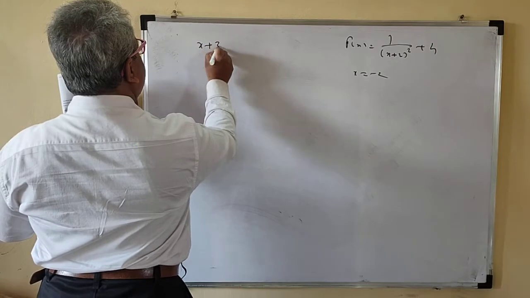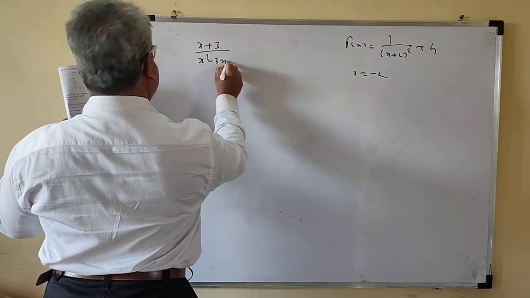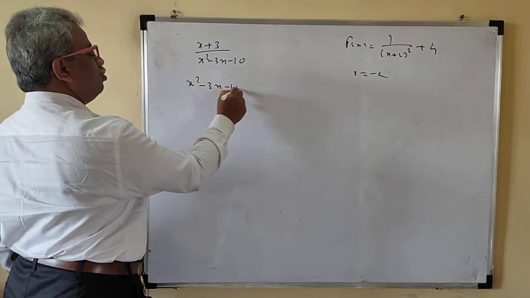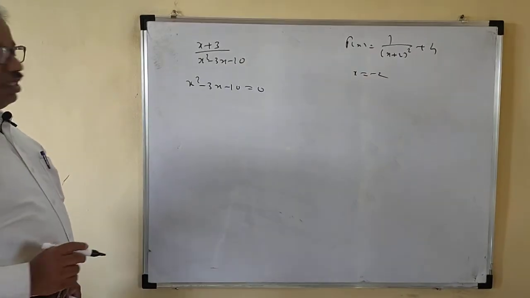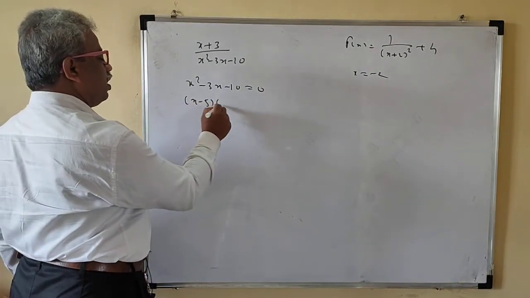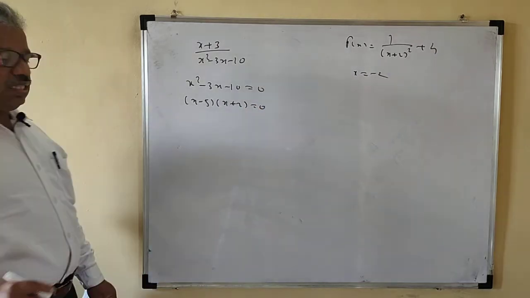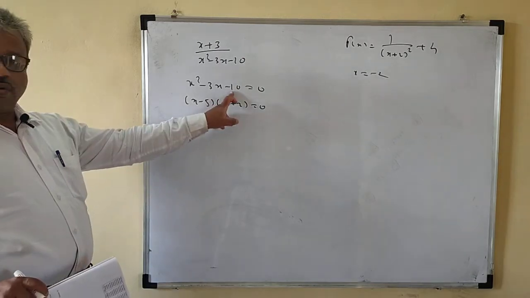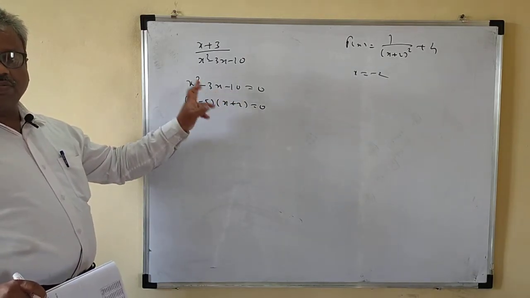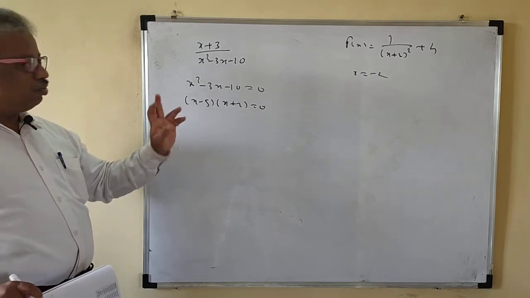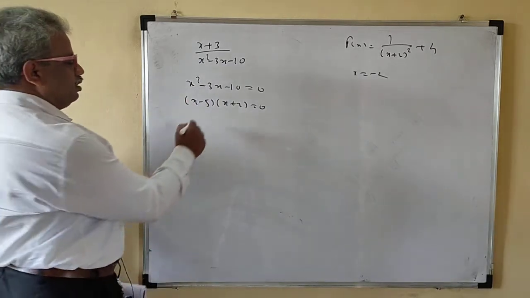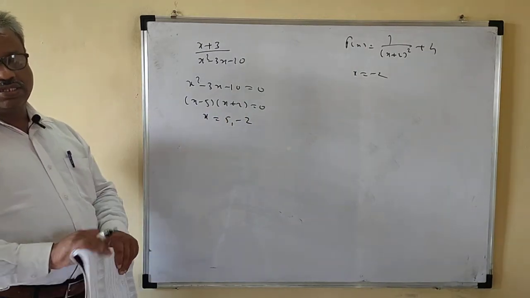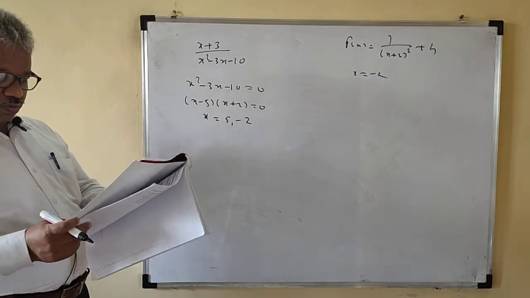Suppose we have the function (x plus 3) upon (x square minus 3x minus 10). We will equate the denominator to 0 now. So (x minus 5)(x plus 2) is equal to 0. Easily you can factorize this because the coefficient of x square is 1. We need numbers whose product is minus 10 and sum is minus 3. So the numbers are minus 5 and 2. So your function is not continuous at x equal to 5 and x equal to minus 2.